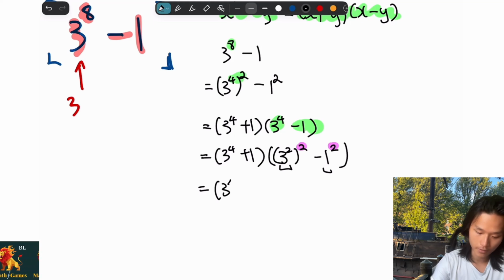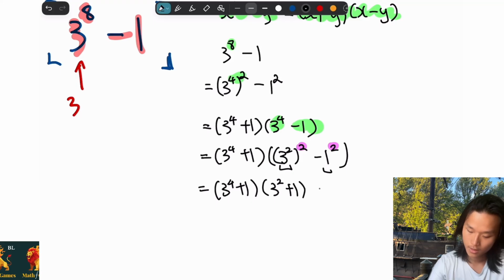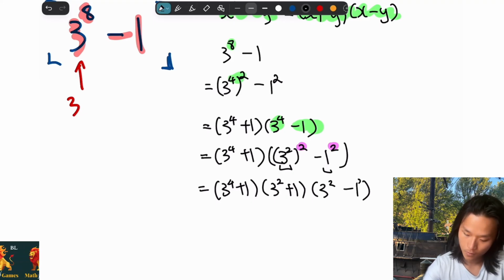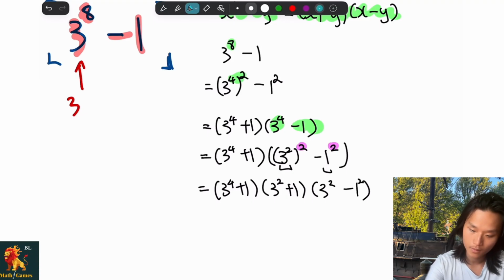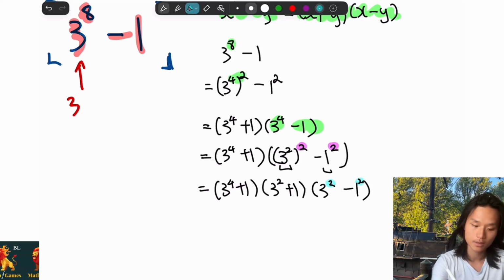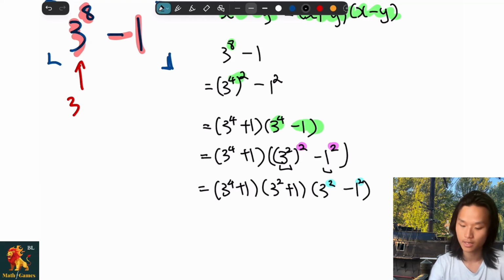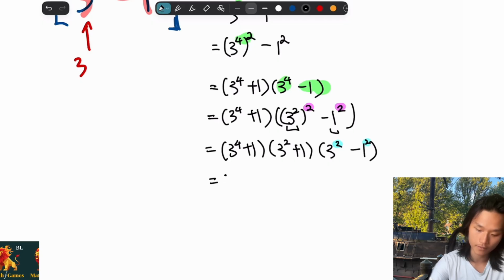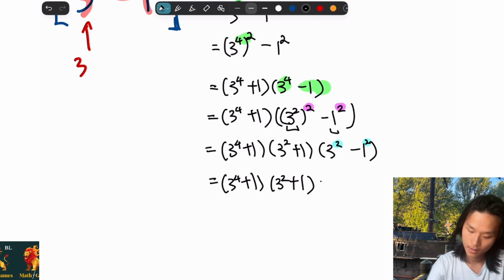So we do the same thing again. So 3 to the 4 plus 1. Then here we have 3 squared plus 1, and then 3 squared minus 1. And then once again here, 1 is just 1 squared really. So we also have our last difference of 2 squares. In this case, the x is the number 3 and the y is the number 1. So we have 3 to the 4 plus 1, 3 squared plus 1, and then 3 plus 1 and 3 minus 1.